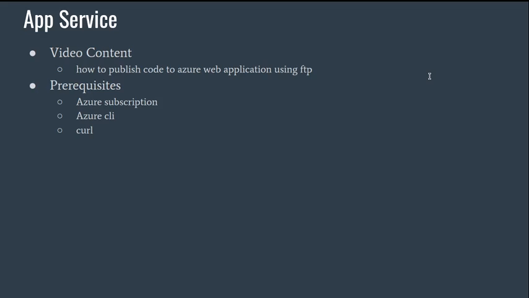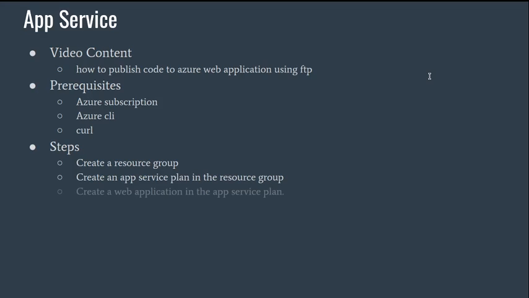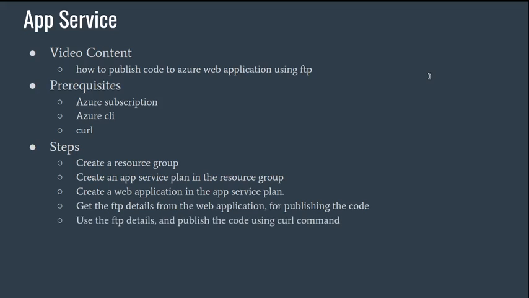Let's have a look at the steps we are going to follow to publish code to Azure Web Application using FTP. First we will create a resource group. Then we will create an app service plan in the resource group. Once the app service plan is ready, we will create a web application in the app service plan. Next, we will get the FTP details from the web application for publishing the code. Now we will use the FTP details and publish the code using the curl command. Once the code is published, we will access the web application and verify if the code was successfully published using FTP.